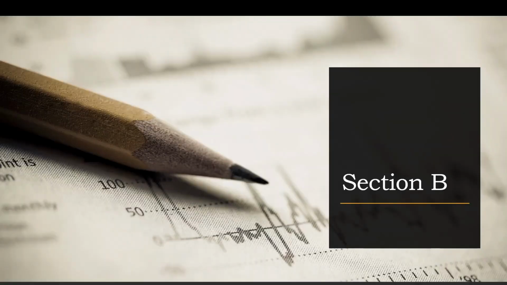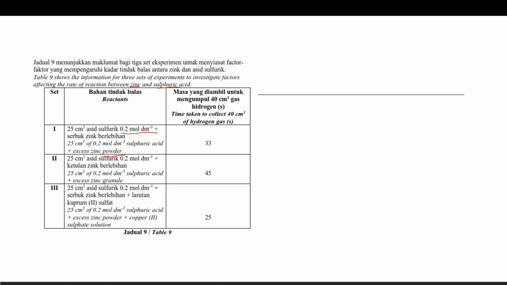Okay, now we look into section B. Okay, question number 9. Table shows the information for 3 sets of experiments to investigate the factor affecting the rate of reaction between the zinc and the sulfuric acid. So for these 3 sets of experiments, first we look into the concentration of the acid, 0.2. Set 2 also 0.2, set 3 also 0.2. So meaning that the concentrations are the same.